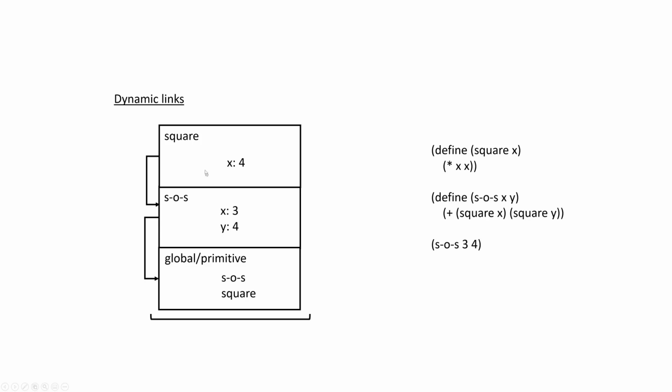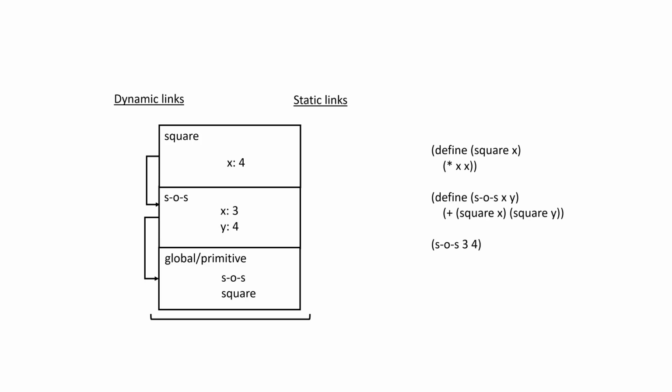Okay, so the dynamic link points from the current activation record, so if square is currently running, it points to the activation record that spawned this one, or that created it. All right, on the other side, we have the static links. The static links point to the activation record of the procedure where this one was defined. So where the dynamic link points to is where it was called from, the static link points to where it was defined. So the static link points to the enclosing scope is another way of thinking about that.